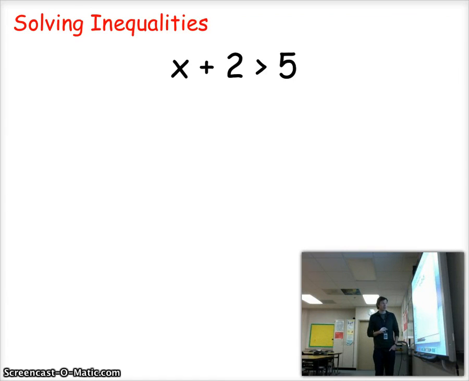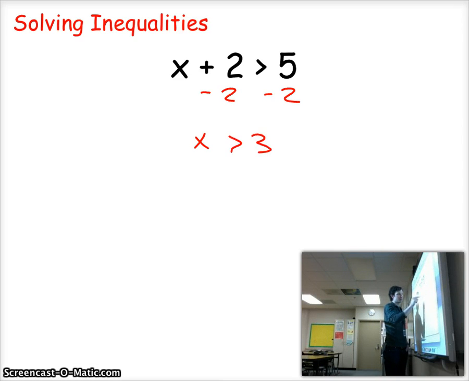So solving inequalities, again, is very similar to solving equations. We just now have this inequality to deal with, and we'll talk about that more as we get through this section. But for today, we're just looking at solving for our variables. In this case, we're going to solve it identically to solving equations. So I have x plus 2 is greater than 5. To undo addition, go ahead and subtract 2 from both sides. I'm left with x is greater than 3.